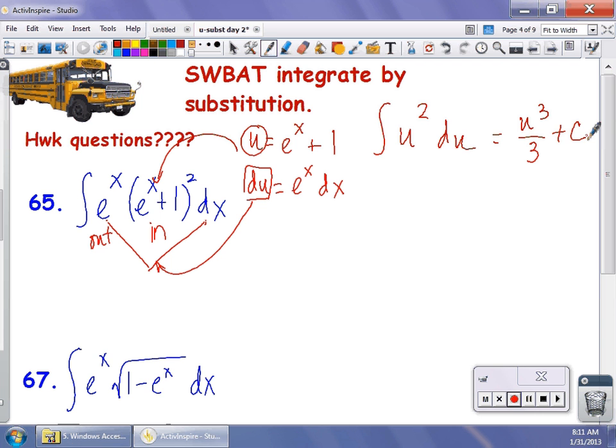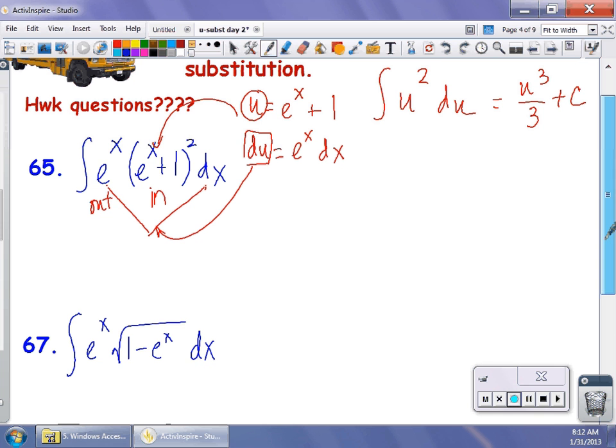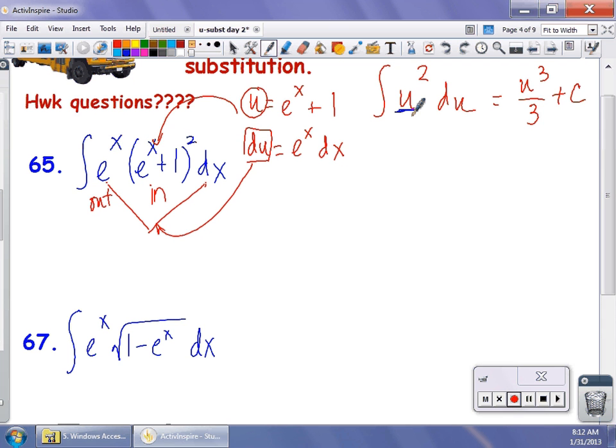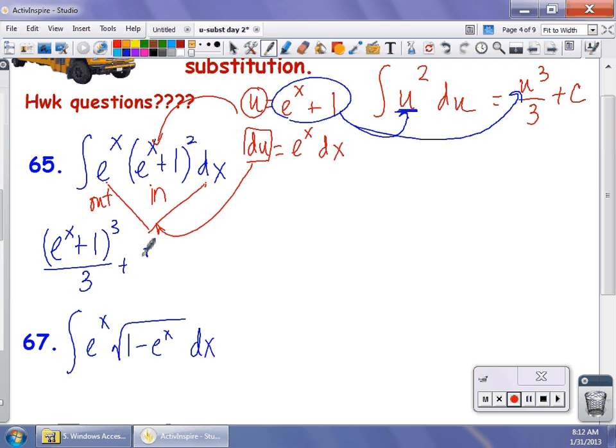But remember, we wanted to find our indefinite integral in terms of x. So now I'm going to make my resubstitution. In place of u, I'm going to substitute e to the x plus 1. So my antiderivative is going to be e to the x plus 1 to the third power over 3 plus c. So that's the antiderivative of this particular given function. Again, looking for the inside, looking for the outside.